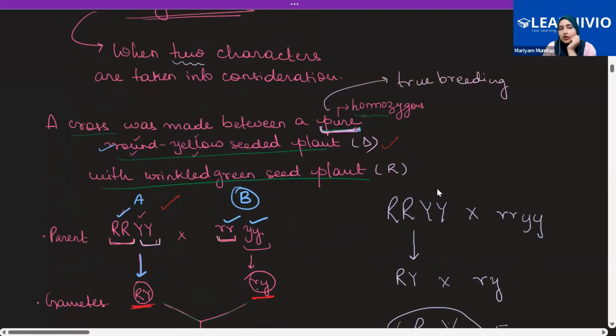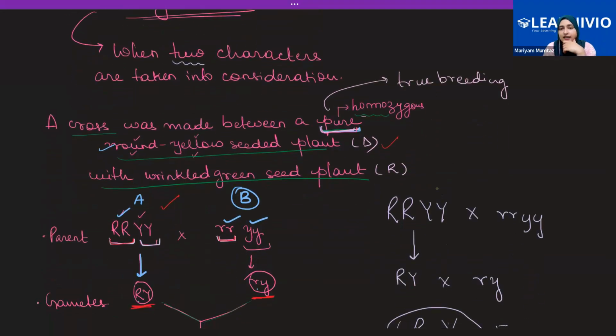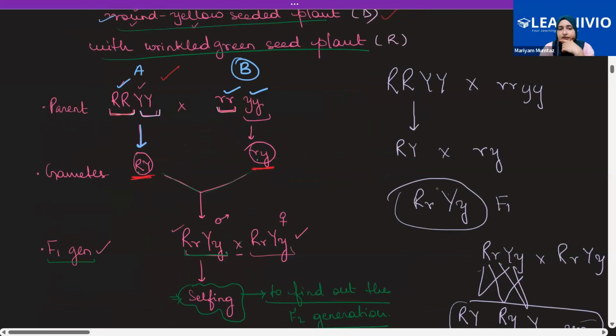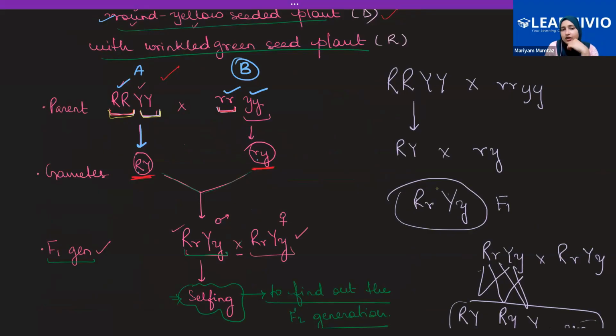For this, a cross was made between a pure, that is homozygous, round yellow seeded plant. Round is the shape, yellow is the color. Both of them are dominant traits. Then wrinkled and green, both of them are recessive traits. So you take capital R, capital R, capital Y, capital Y, which is round and yellow, and cross it with small r, small r, small y, small y, which is wrinkled green. From them, the gametes come out: capital R, capital Y, and small r, small y.